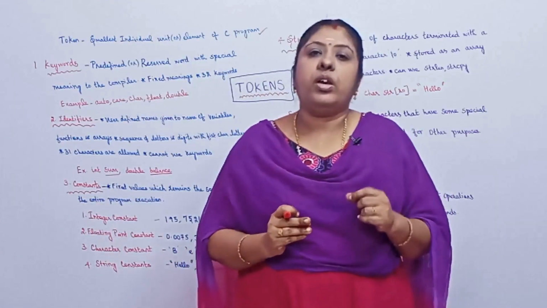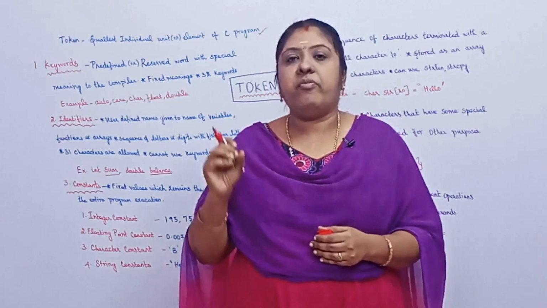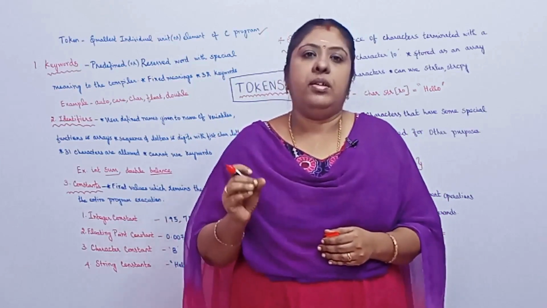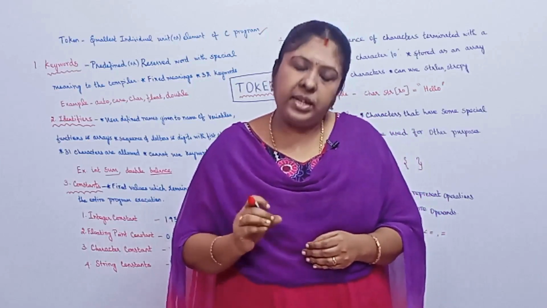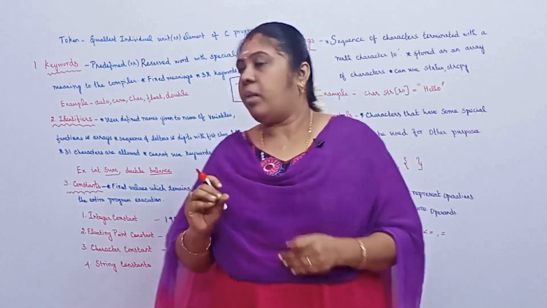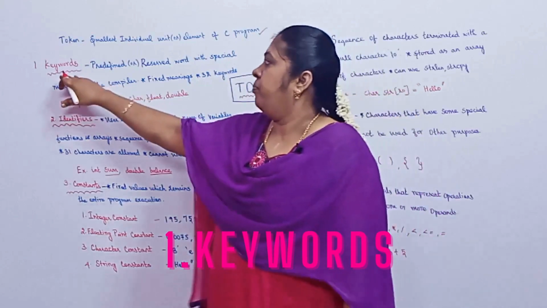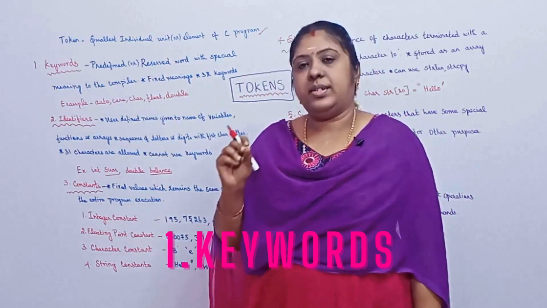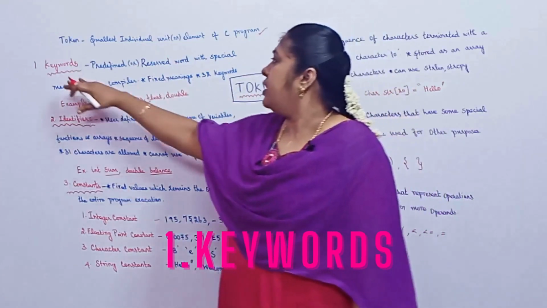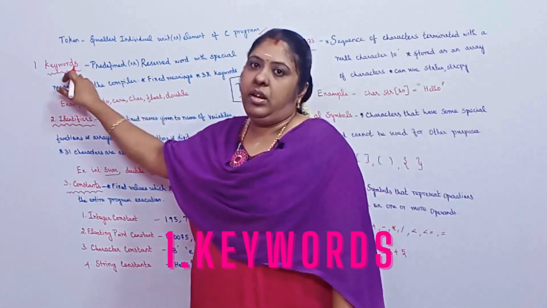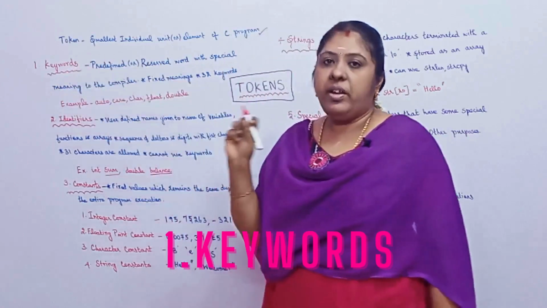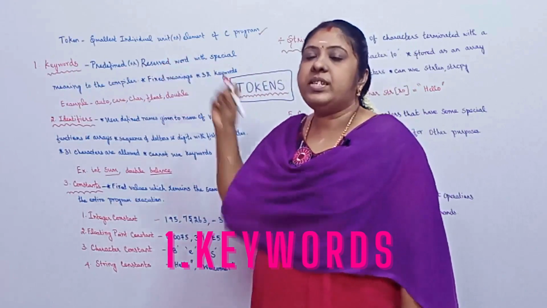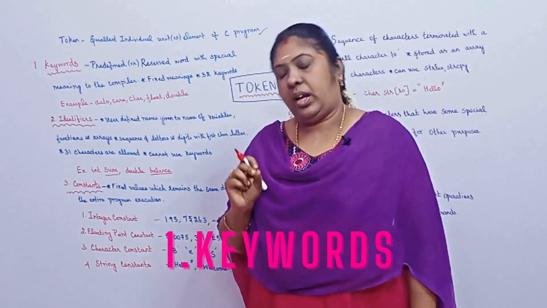In this video, we are going to define each and every type of C token, and then with an example, we can understand the particular C token type. Now, the first topic is keywords. The token can also be said to be the basic component of a C program. The first type is called keywords. A keyword can be defined as a predefined or reserved word which gives special meaning to the compiler.